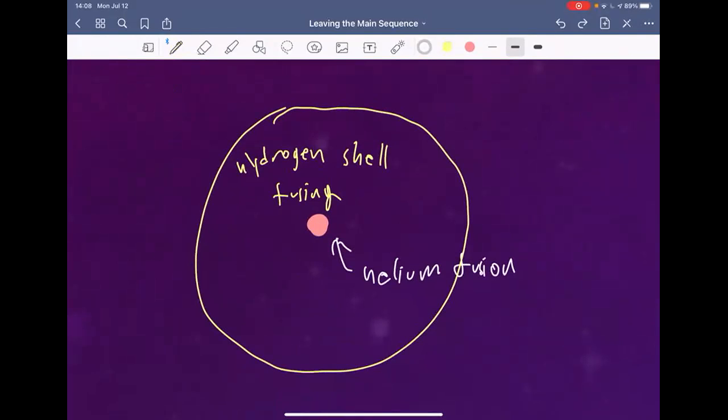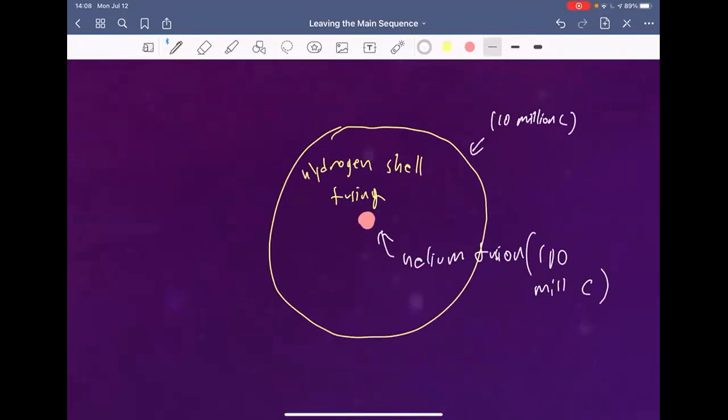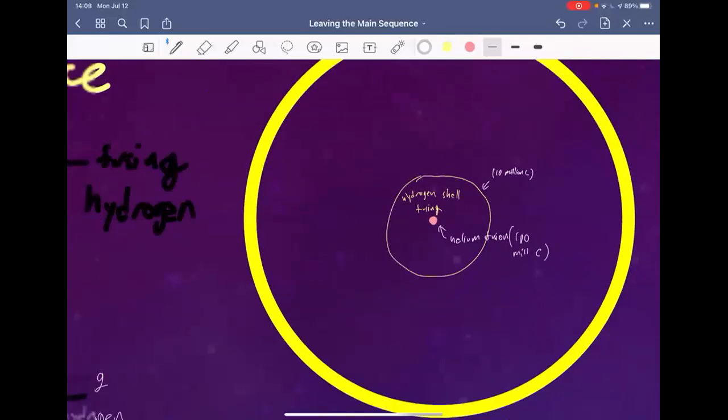So this is about 100 million degrees Celsius. And this is about 10 million degrees Celsius. So the core becomes really hot, right?